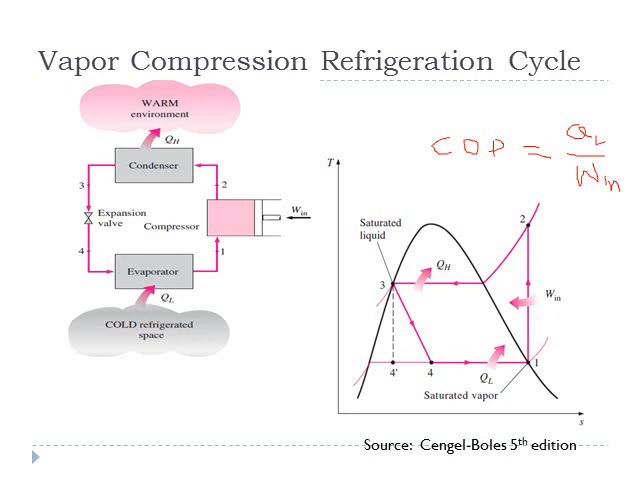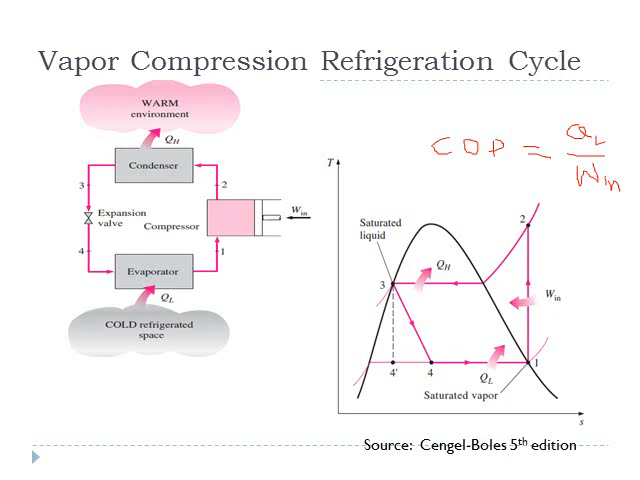2 to 3 is a process carried out inside a condenser where at constant pressure heat is rejected, and we can see how temperature is decreasing from T2 to T3, and also its phase is changing. The refrigerant at point 2 is in superheated vapor region, but because of heat rejection ultimately it is transformed into liquid phase. So at point 3 it comes out as saturated liquid.